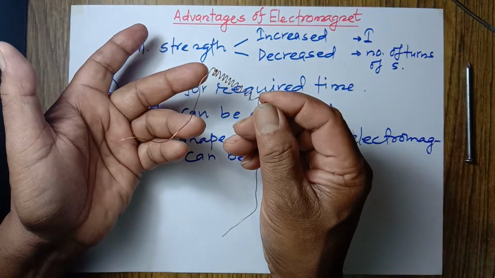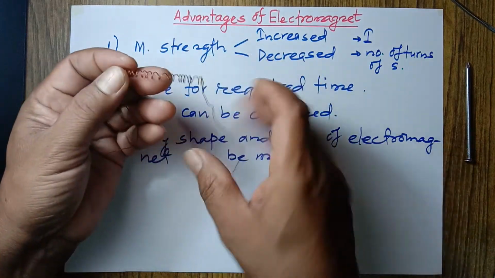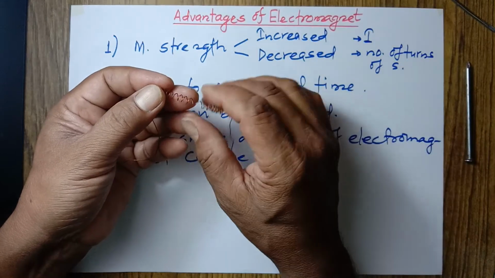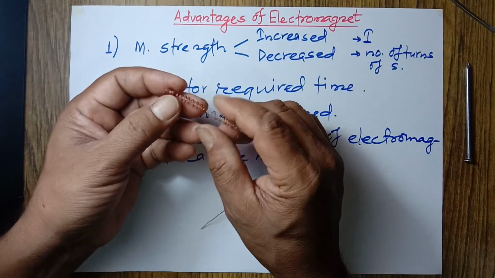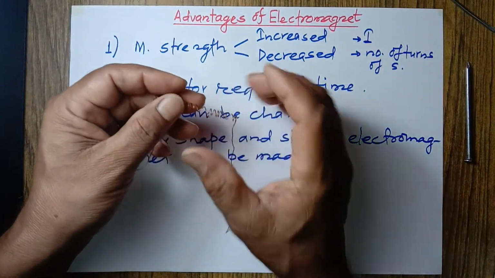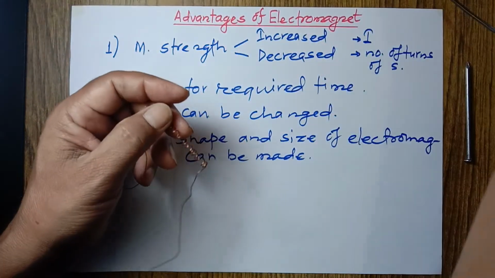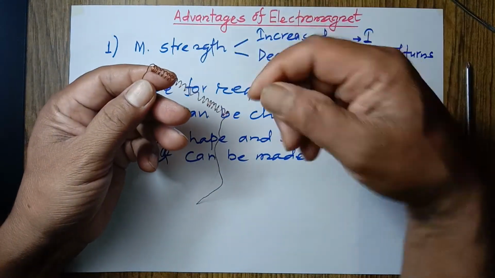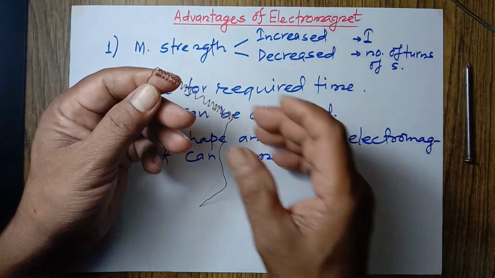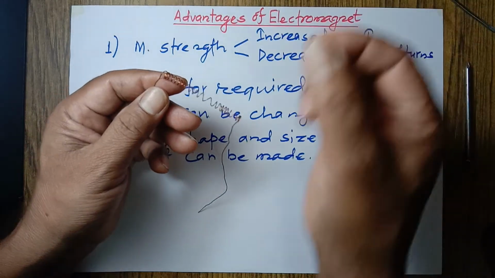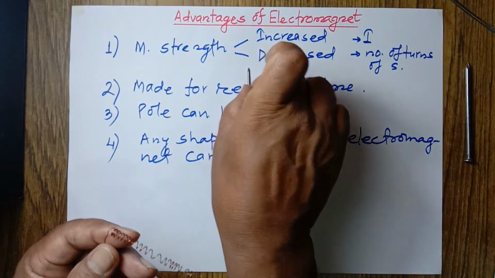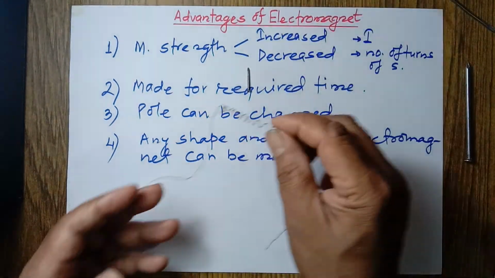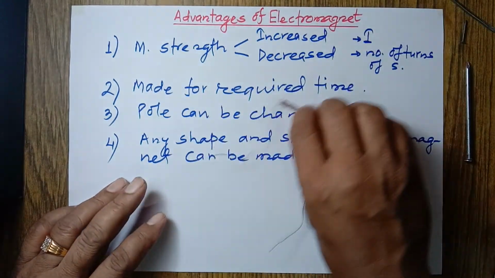If this is wound around any shape of ferromagnetic substance, then that substance can be made a magnet. That's why the shape and size may be big. If we use long wire and make a long solenoid, we can make a big electromagnet also. But a small nail can also be made a magnet, or a pin can be converted to a magnet. This way any shape and size of electromagnet can be made.